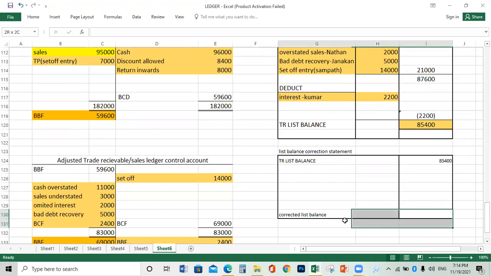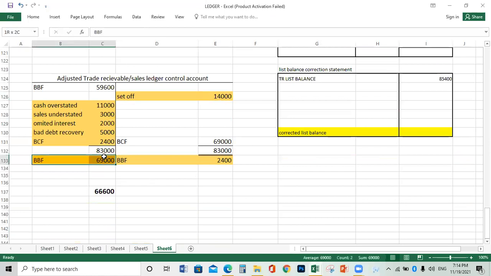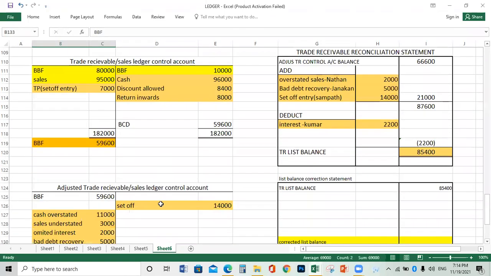Guys, tell me, this corrected list balance you get, what should it be equal to? For your answer to be 100% correct, what should this be equal to? Very good. Don't just say control account. Adjusted debtor control account. The corrected list balance should be equal to the adjusted trade receivable control account.